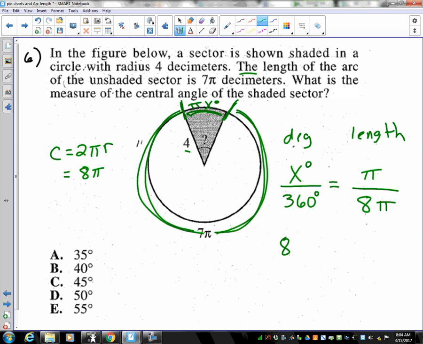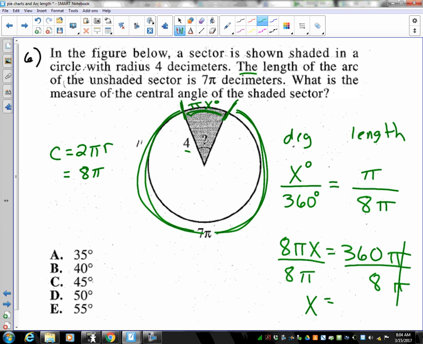So we're going to get 8 pi x equals 360 pi. So now we'll solve for x. We'll divide both sides by 8 pi. Notice that the pi's will just cancel there. So all we're left with is 360 divided by 8. Okay, and that's going to give me 45 there. Pretty challenging problem.